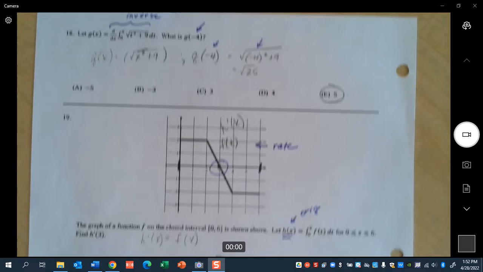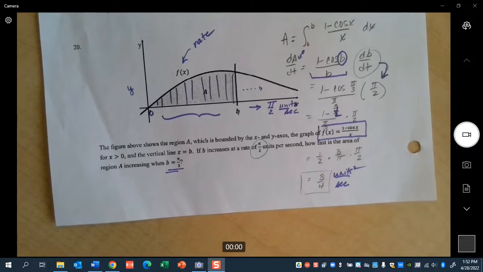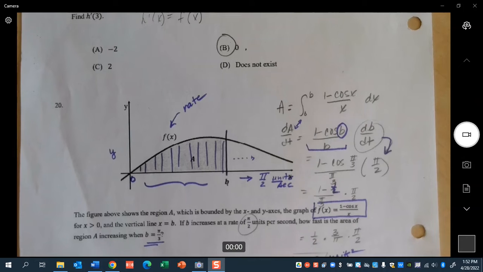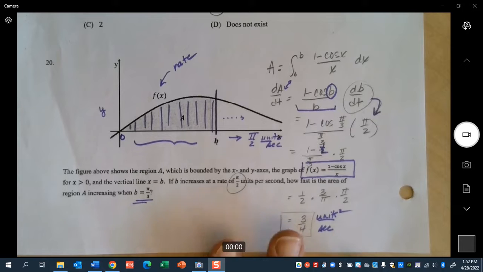Now, Billy had asked me about this one, and I went through and talked about it a little bit in the video. So if this one has been keeping you awake at night and making you feel like you just can't move on without it. So if this is my original, this says the figure above shows the region which is bound by this graph. So this is a graph of my rate. So when I want to go back to find my original function, this is the graph of my rate.